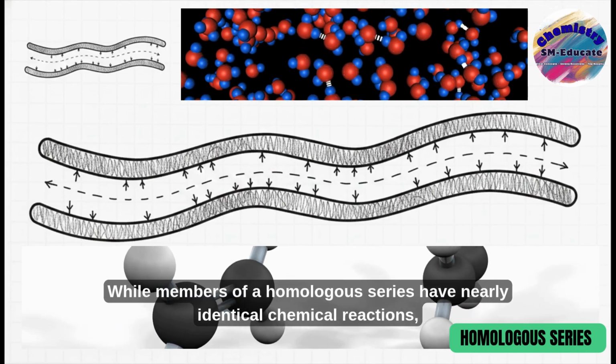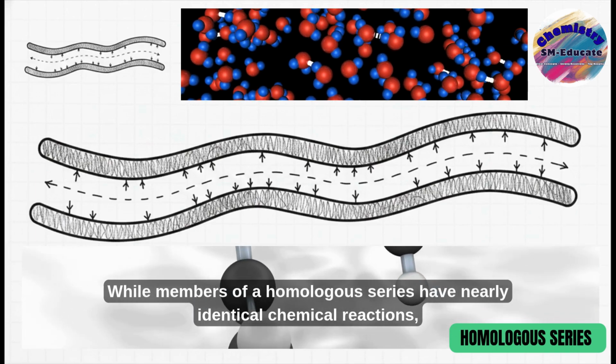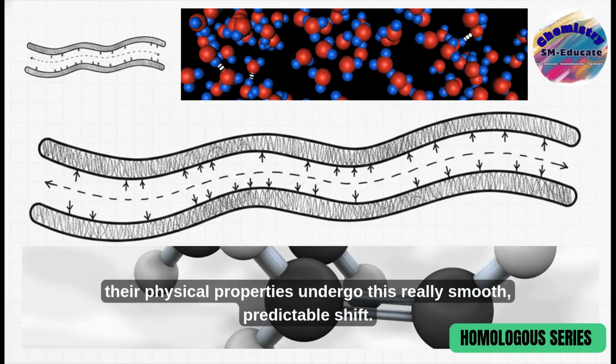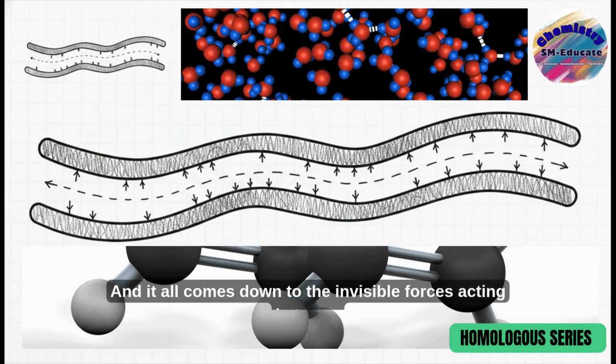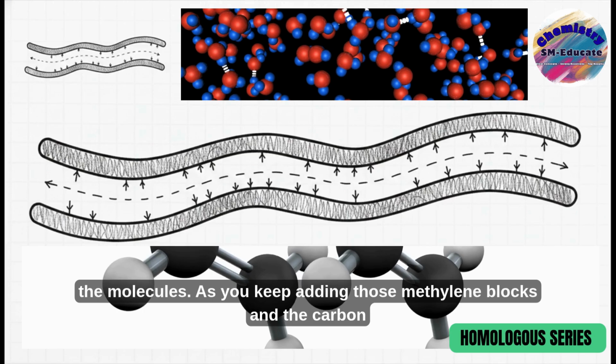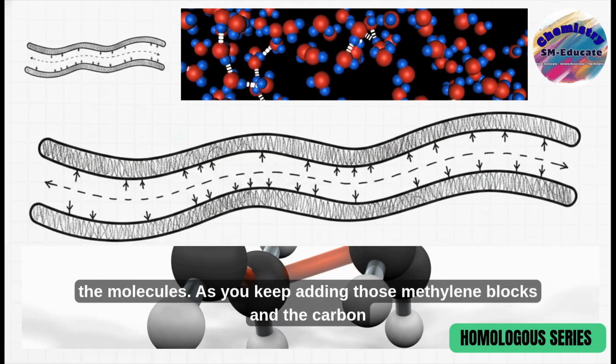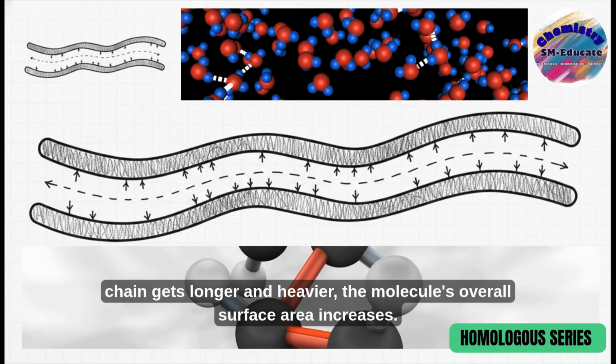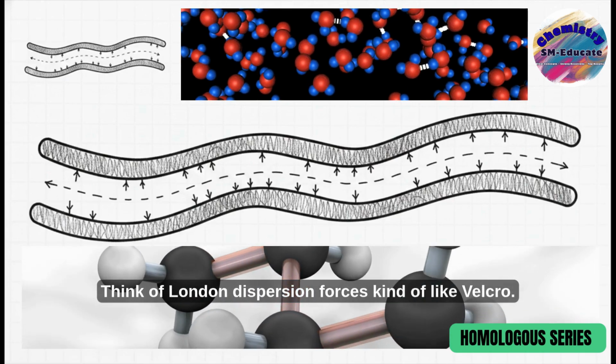Because while members of a homologous series have nearly identical chemical reactions, their physical properties undergo a really smooth, predictable shift. And it all comes down to the invisible forces acting between the molecules. As you keep adding those methylene blocks and the carbon chain gets longer and heavier, the molecule's overall surface area increases. Think of London dispersion forces kind of like Velcro.